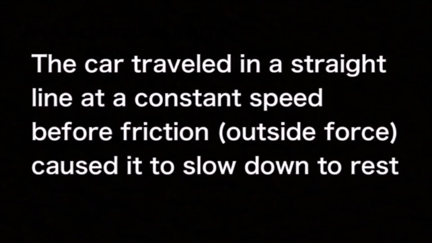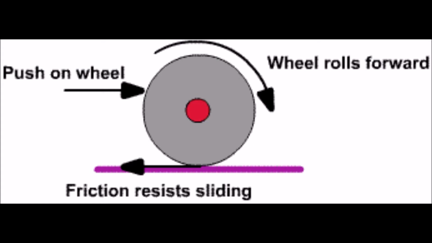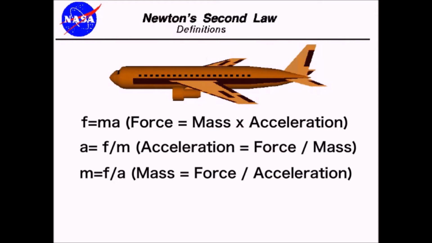It is friction. Friction occurs when one surface of an object rubs against the surface of another. In this case, the wheels of the car were rubbing against the floor. Without the friction acting on the car, it would be able to travel at that constant speed forever until another force stopped it.